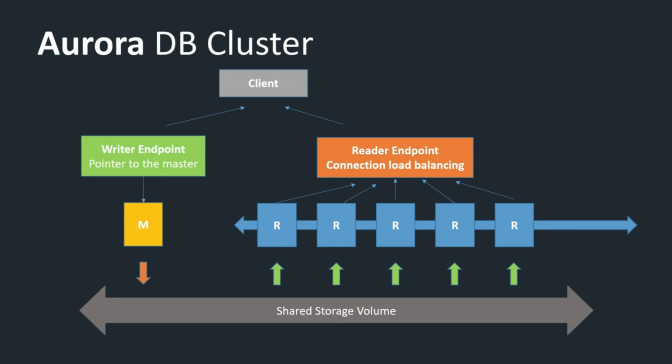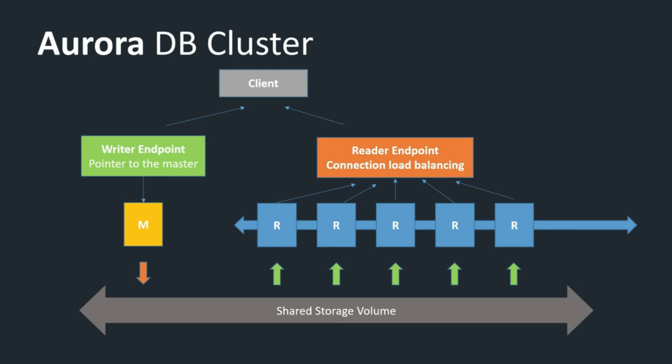Now, as I said before, you also have a lot of read replicas. What I did not say is that you can have auto scaling on top of these read replicas. So you can have one up to 15 read replicas, and you can set up auto scaling such that you always have the right number of read replicas.